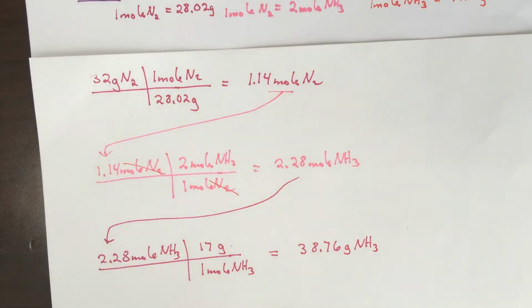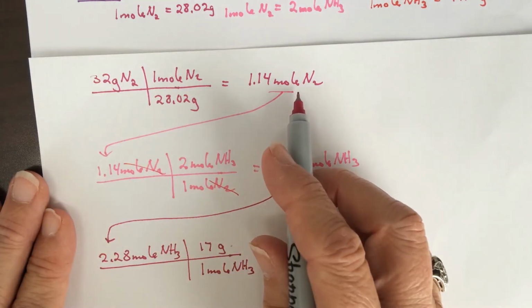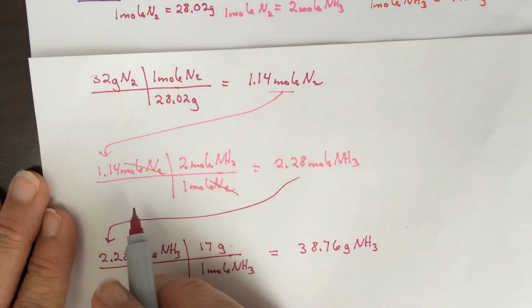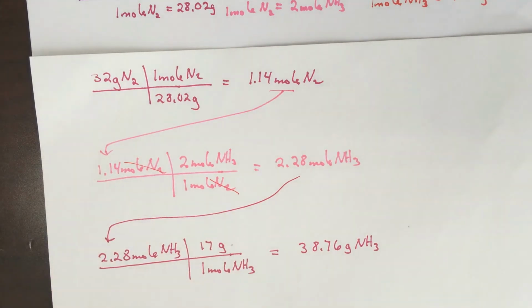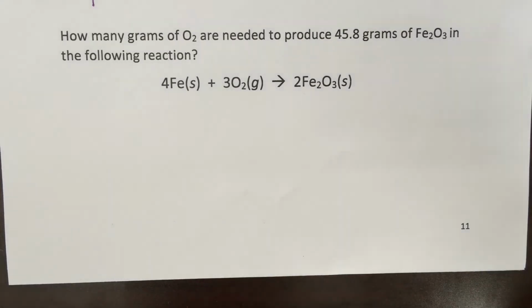So it's a 3-step process. The first one, we took our nitrogen and put it into moles. Then we used our mole-to-mole ratio, and then we went back out of moles into grams. In this next problem, I'm going to show you how you can stack these equations and make it a little easier on yourself.